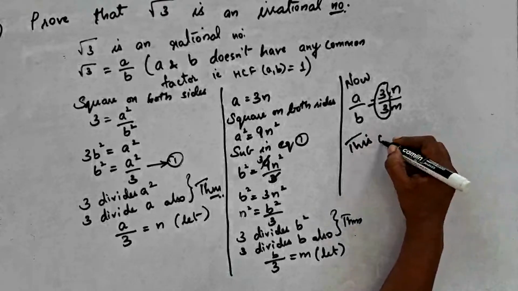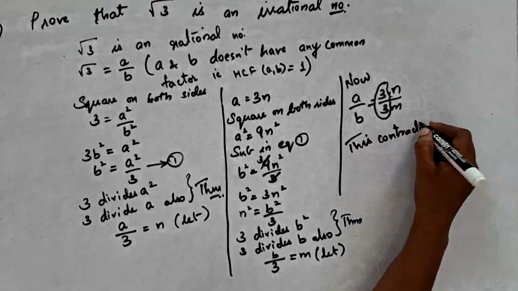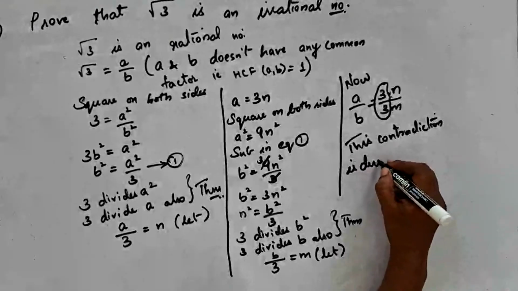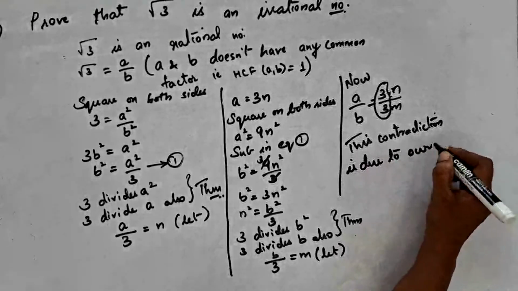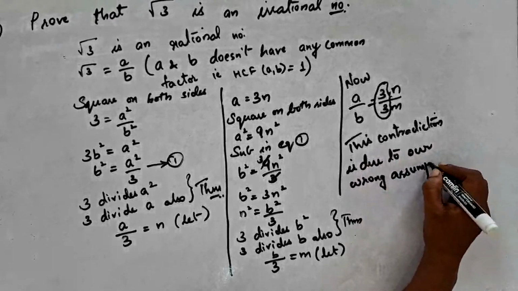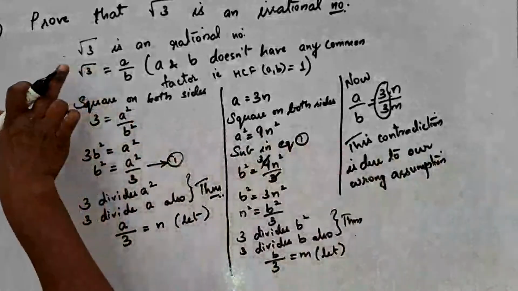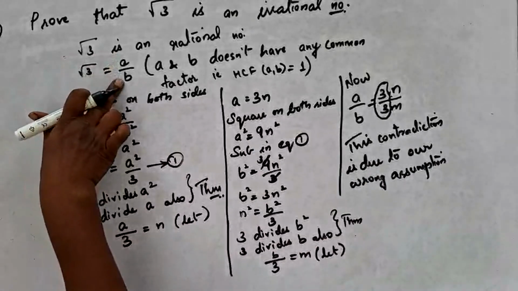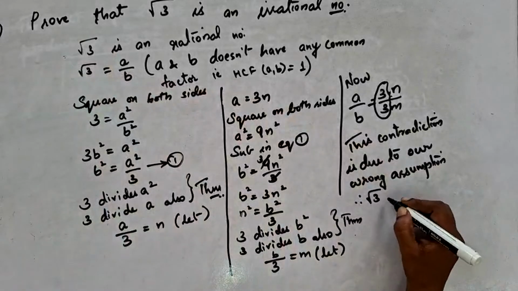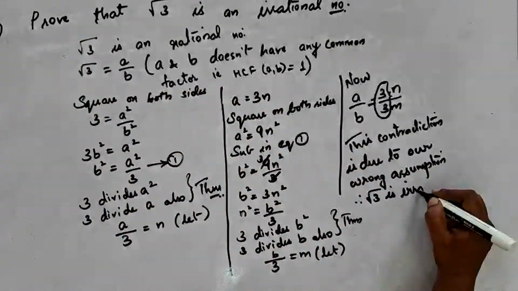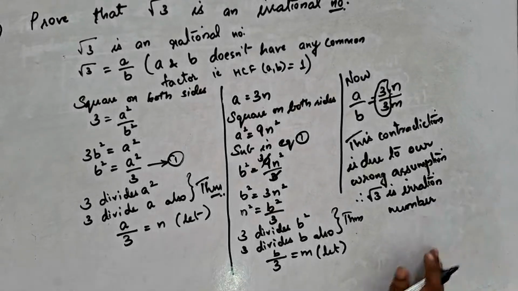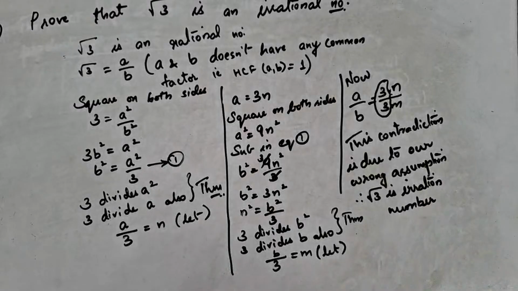This contradiction is due to a wrong assumption. So what have we assumed? We have assumed root 3 is a rational number a by b. So this assumption is wrong. Therefore, root 3 is an irrational number. So we have proved that root 3 is an irrational number.